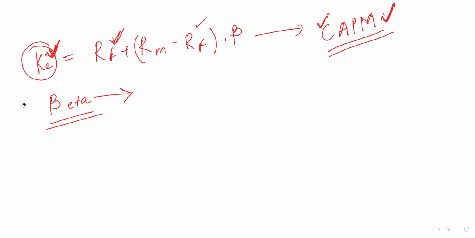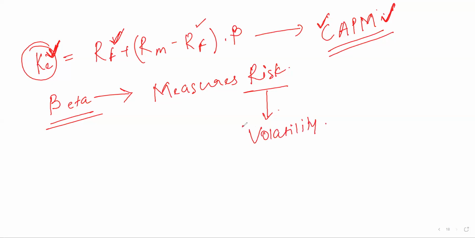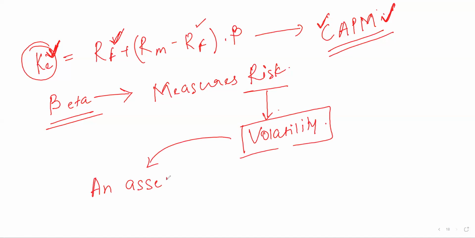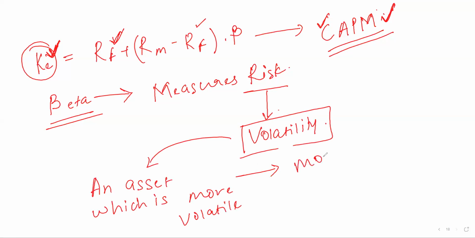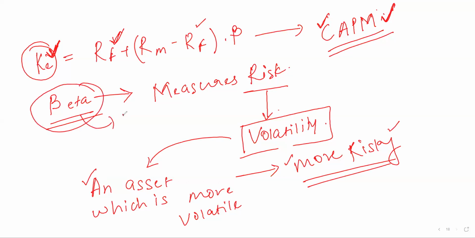Now beta, in simple words, beta measures risk. What is risk? One explanation for risk is volatility. Basically, an asset which is more volatile is considered to be more risky. If an asset is more volatile, it is considered to be more risky. So beta measures that volatility.